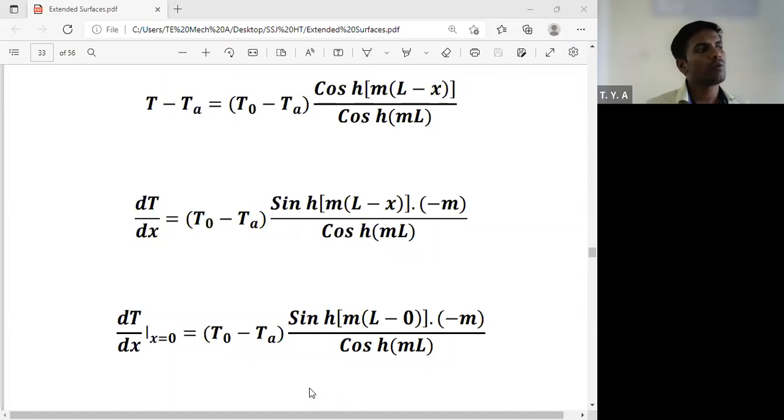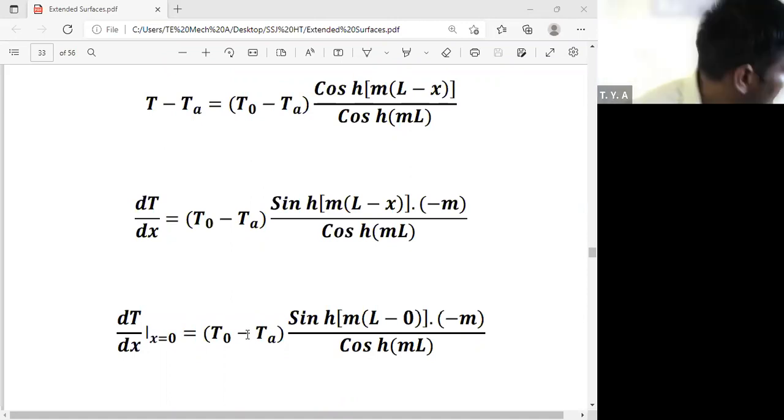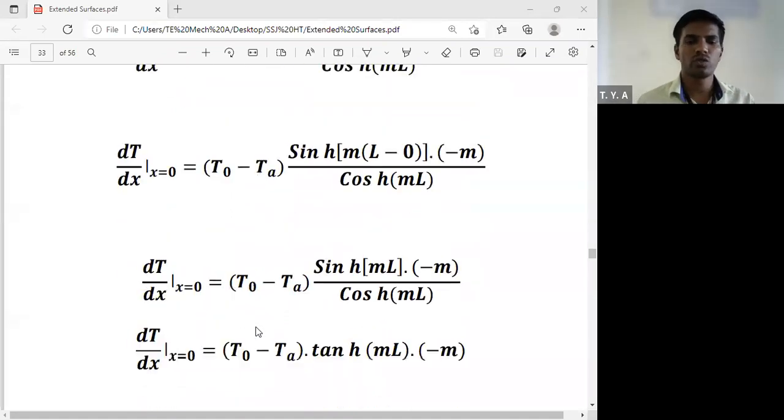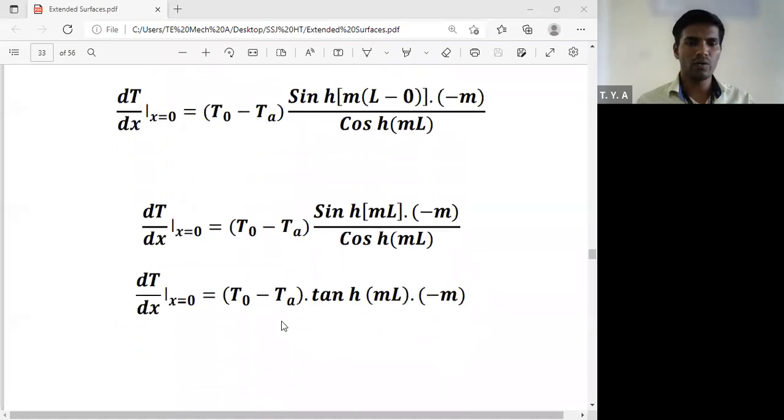What will sin hyperbolic ml divided by cos hyperbolic ml come to? Sin divided by cos is tan. So write down dt by dx at x is equal to 0 as T0 minus Ta sin hyperbolic ml into minus m divided by cos hyperbolic ml. Sin hyperbolic ml divided by cos hyperbolic ml is nothing but tan hyperbolic ml, into minus m.